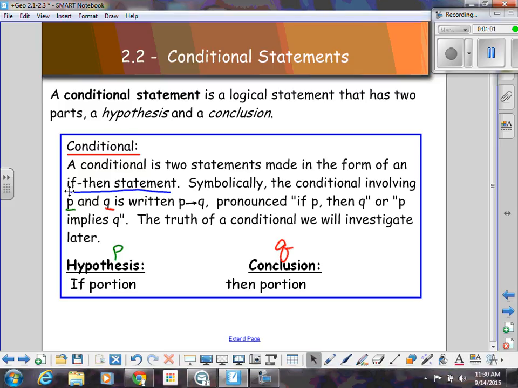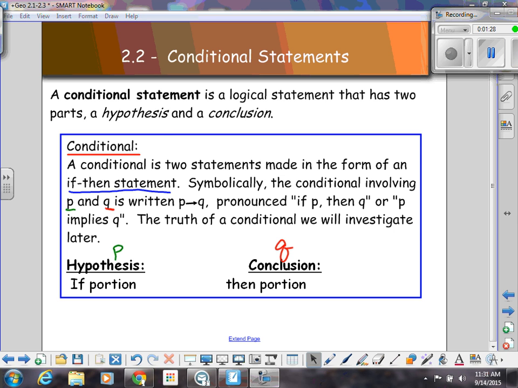And the way we write that symbolically is a P, then an arrow, and then a Q. And the way we pronounce that is if P, then Q. Sometimes people will say P implies Q. You're going to see that more when you get into college and start doing logic. And then next class, on Wednesday, we'll talk about whether the conditional statement is true.